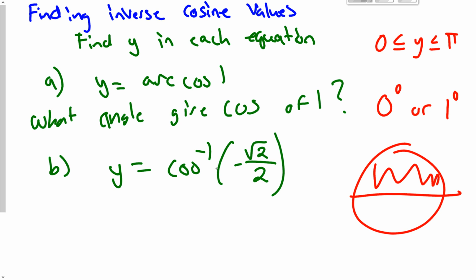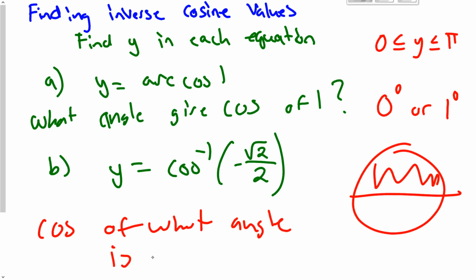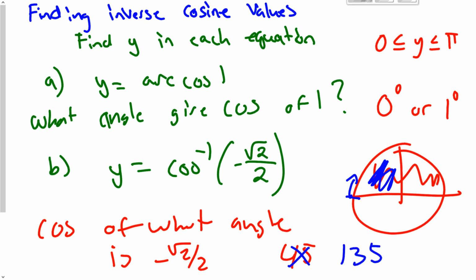And here we go, inverse cosine of negative root 2 over 2. So let's just focus on the root 2 over 2. Cosine of what angle, maybe this is a better question, of what angle is root 2 over 2? Well, root 2 over 2 is a 45, right? But I want a negative, so that means I'm going to have to be in the second quadrant. So if I take 180 and subtract 45 from that, I get 135. So I get 135 degrees or 3/4 pi. Okay, so there's the answer to that.